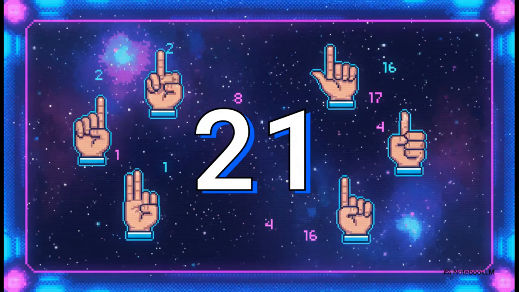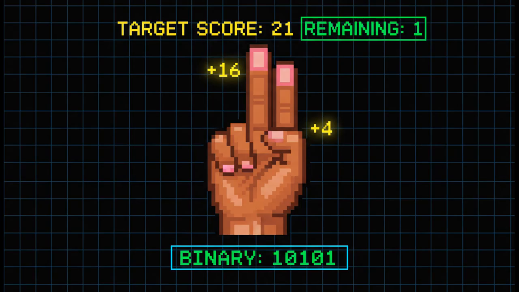Okay, first challenge. How would you show me the number 21 using just your right hand? Think about it. Which fingers do you need to flip on to add up to 21? Let's walk through it. To make any number, you always start with the biggest value that can fit inside it. For 21, the biggest is 16. So, pinky up. Now we have 5 left to make.